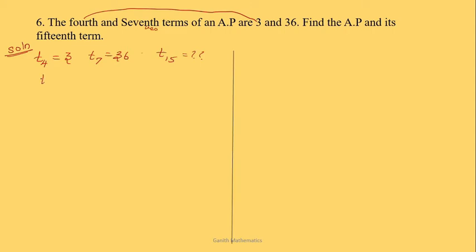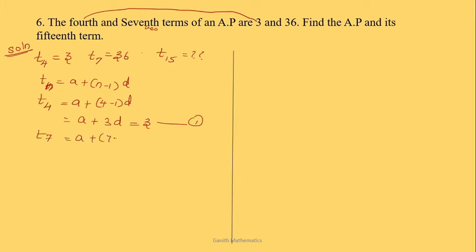We know that Tn is equal to A plus n minus 1 into D. So what is T4? T4 is equal to A plus, instead of n it will be 4 minus 1 into D, that is A plus 3D equal to 3, which they have given in the question. Mark it as equation 1. Then T7 is equal to A plus 7 minus 1 into D, that is A plus 6D, equal to 36, which they have given in the question, equation 2.